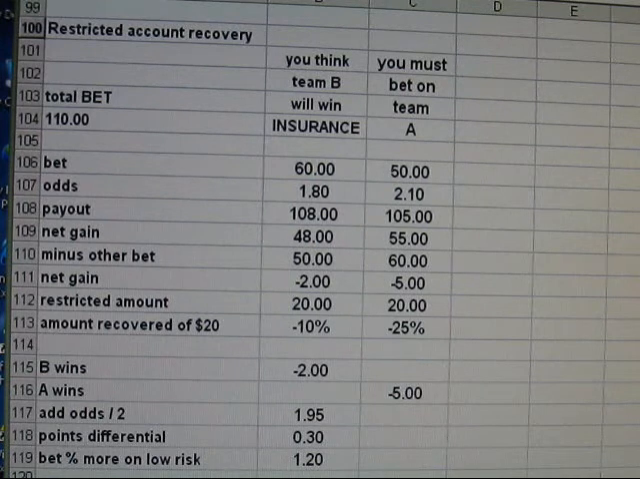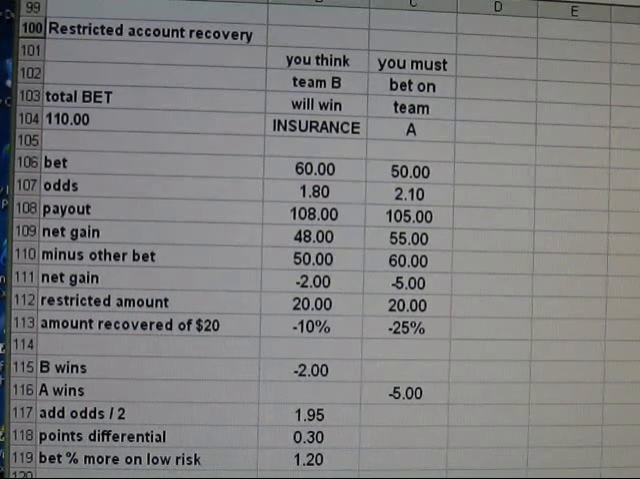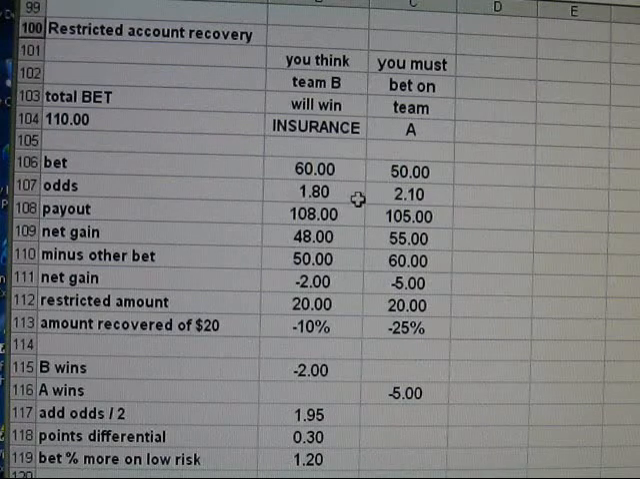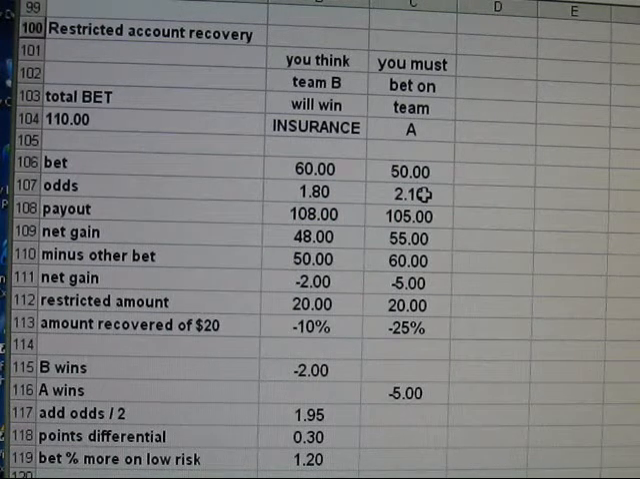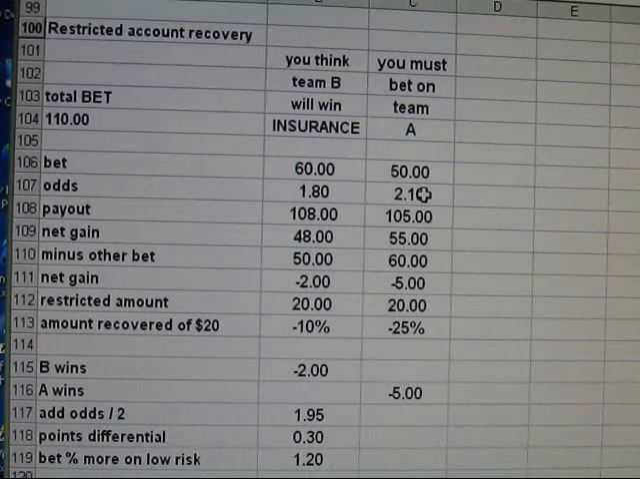So I came up with this idea. What if you could make an offsetting bet? Now the key here, and I put an example here, is that you want to have the odds close together. And here you've got the odds 1.8, 2.0. Many times you'll find this where the teams are relatively close. Remember, we're not trying to win. We're trying to recover as much of the 20 as we can.